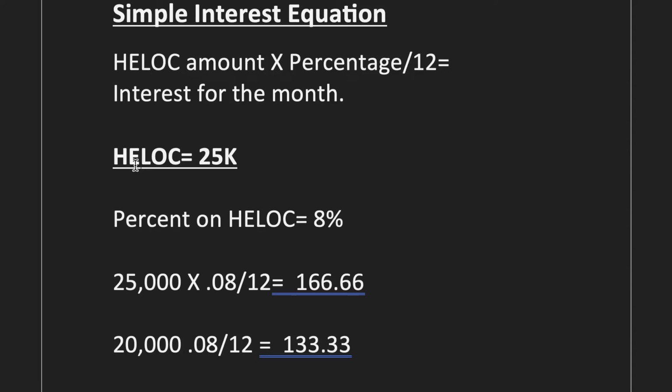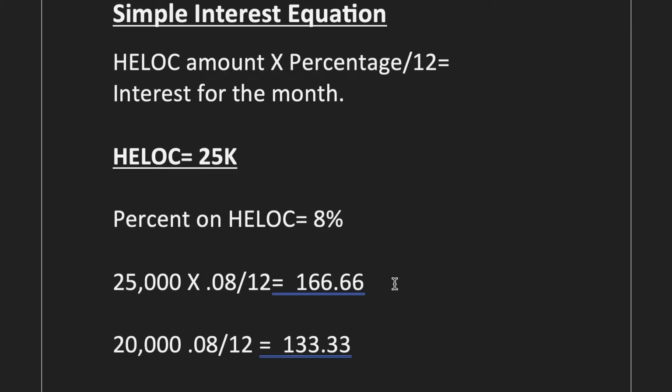The HELOC is going to be $25,000 that we have. The percentage is going to be 8% for the HELOC. So if we do that here, we're looking at 25,000 times 0.08 for that 8%, divided by 12, and we get 166.66. So $166.66 is what you would be paying per month if you took the 25K out and you didn't put anything on it throughout the whole month.